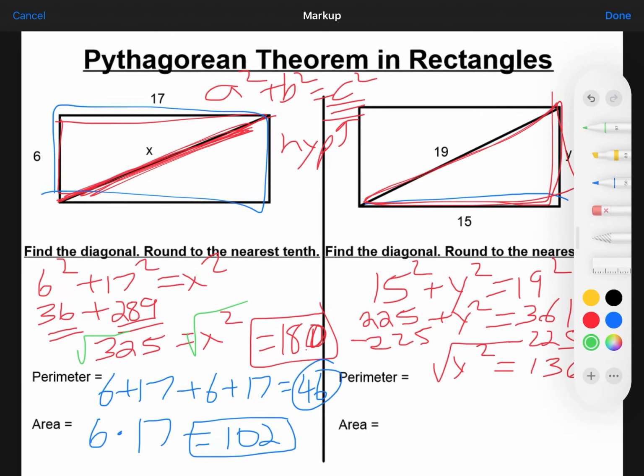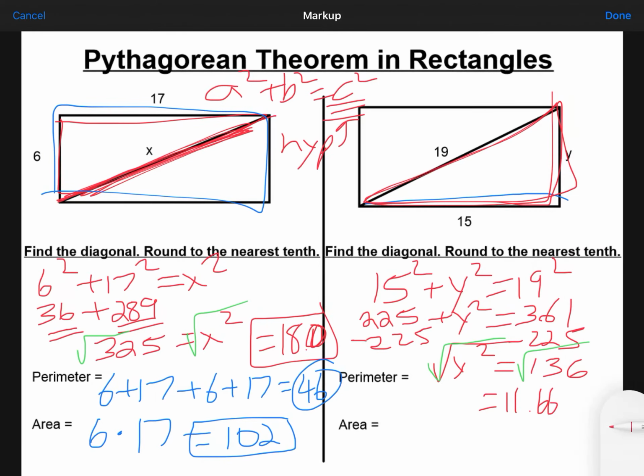Anyway, take a square root. When you take the square root of 136, you have to do it on a calculator, it comes out to be 11.66. But it says round to the nearest tenth, so I rounded to 11.7.